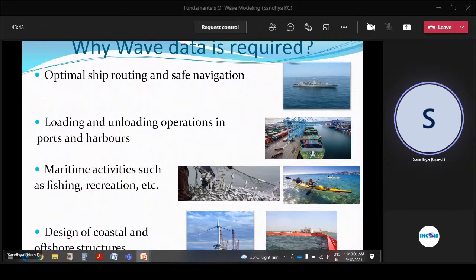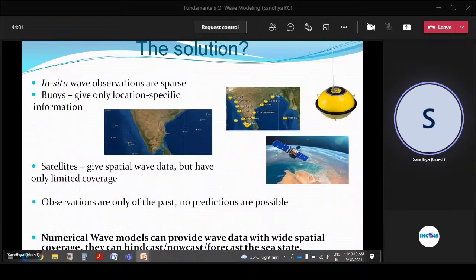Now for design of coastal and offshore structures also, this prior information is required because you need to know the power of the wave, how much energy the wave has in that particular area, so as to build the structures to withstand that much strength. So what is the solution? How do we get this kind of wave data? INCOIS has deployed a network of wave radar buoys. You can see the picture. All this information is available on the INCOIS website. So this is a picture of the wave radar buoy.